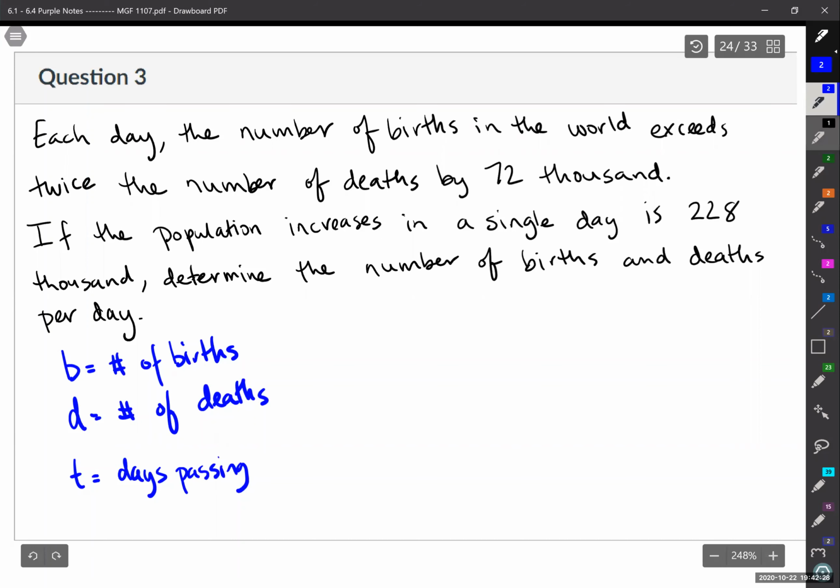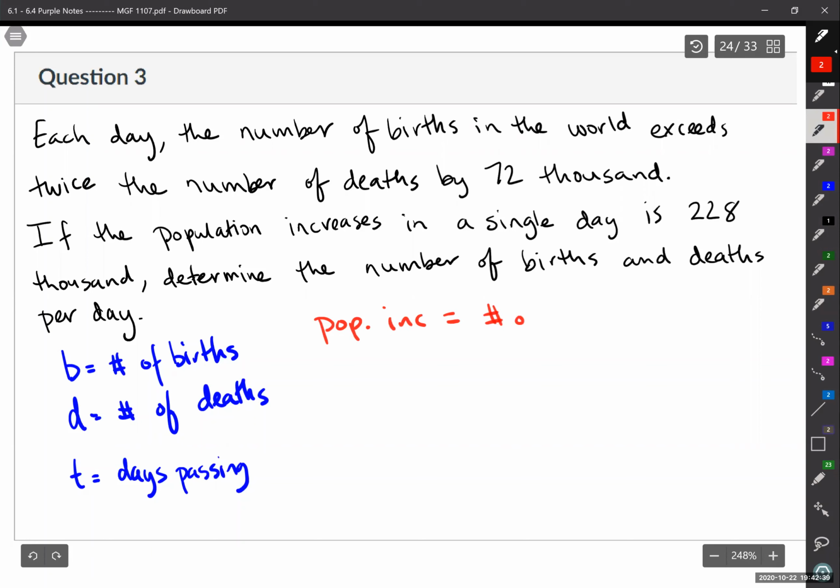So I don't know exactly what this will take the form of, but I might write that out once I recognize that population increase is equal to number of births minus number of deaths. That seems important.